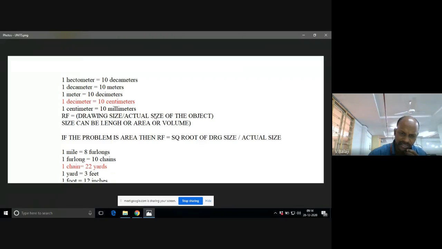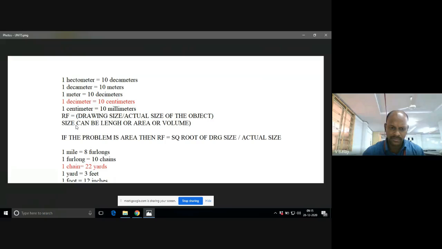The drawing size by actual size is the same everywhere, but if it is a length problem, you need not take any square root. If it is an area problem, you need to take the square root. If it is a volume problem, you need to take the cubic root of drawing size by actual size. After converting to the same uniform units, you will find the representative fraction. That means we are reducing the actual size of the object for representing on the drawing sheet conveniently. Is the concept behind why we have taken RF clear?